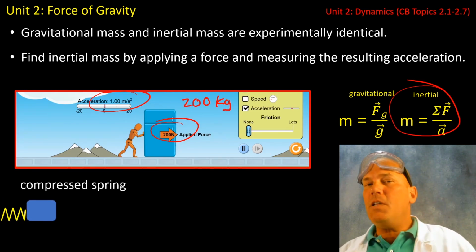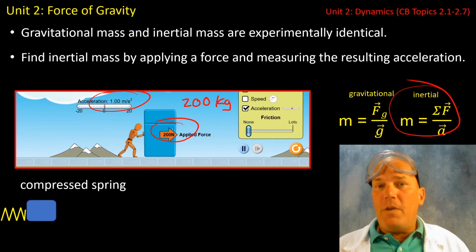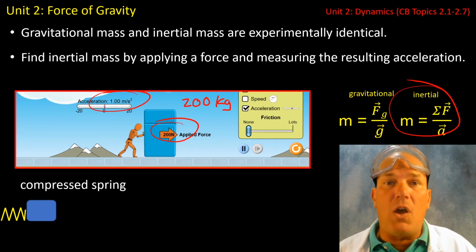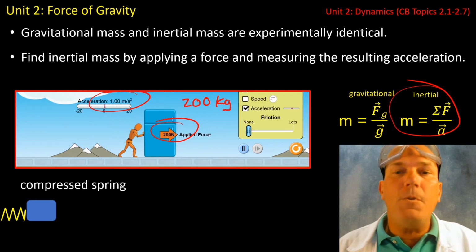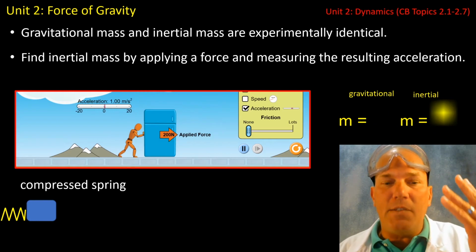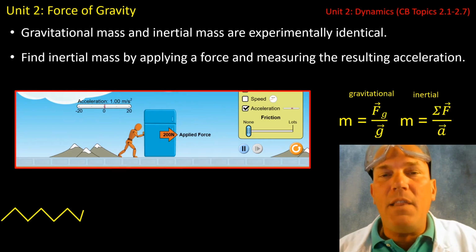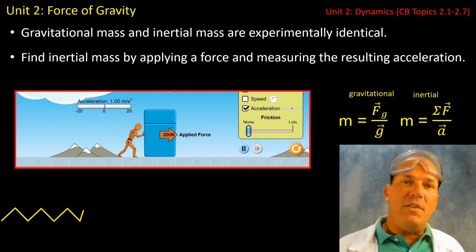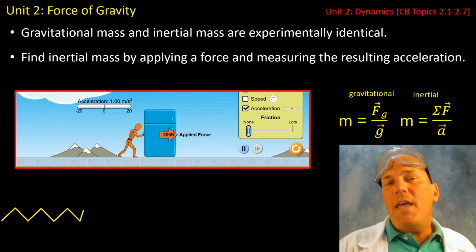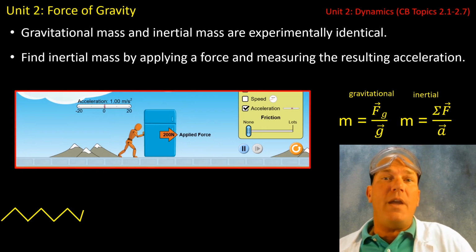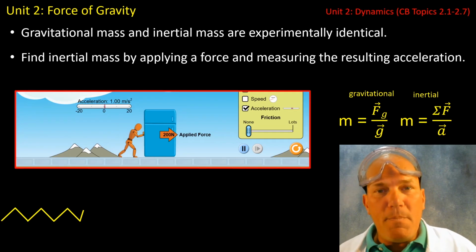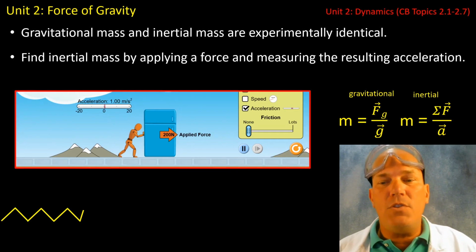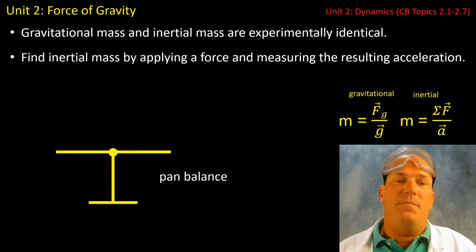Now, you can do this a number of ways. Now, we haven't talked about Hooke's law and springs yet, but if I have a compressed spring and then I release that spring, the object accelerates. Well, I can use equations to determine the force exerted by the spring on the object and that resulting acceleration. That will enable me to also experimentally calculate the inertial mass of this object.